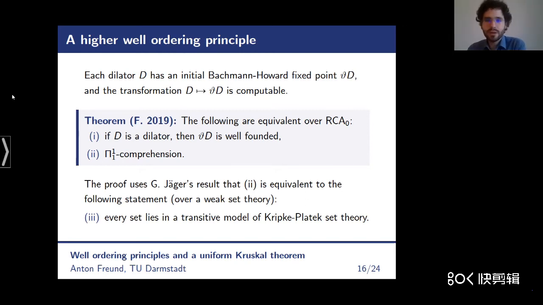And the proof relies on a previous result by Gerhard Jäger, which shows that this principle 2 here, Pi-1 comprehension, is equivalent to a certain statement from set theory. And this statement says every set lies in a transitive model of Kripke-Platek set theory. Now, I believe that there has been an introduction to Kripke-Platek set theory in the talk by Fedor Pakhomov sometime in autumn in this seminar.